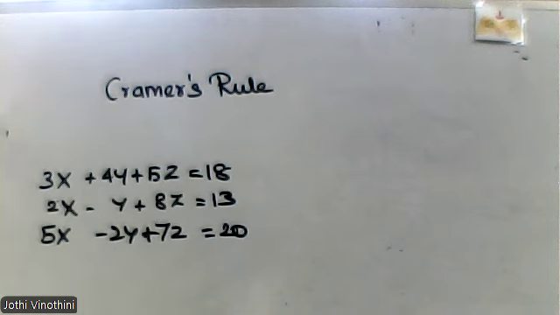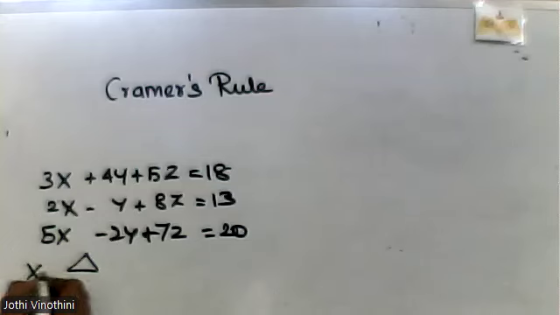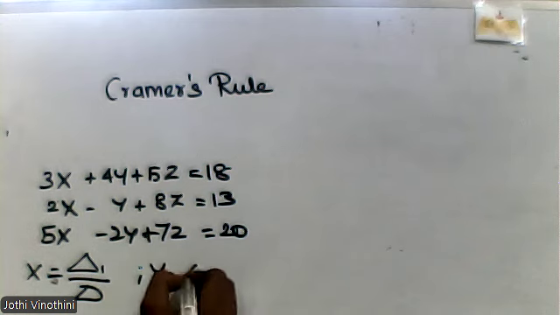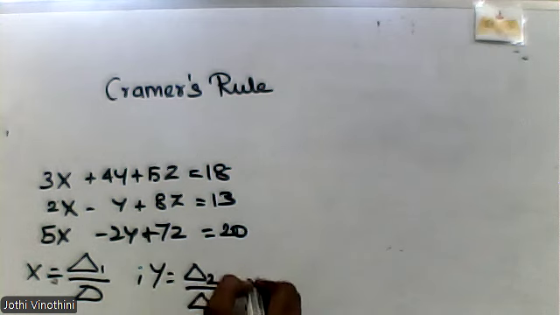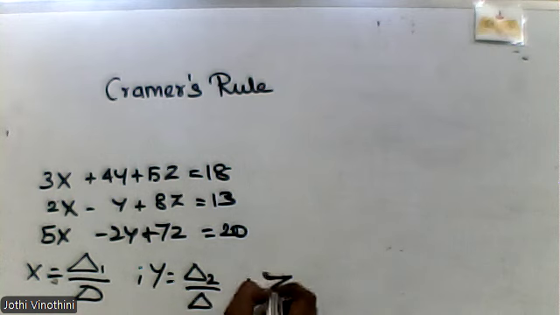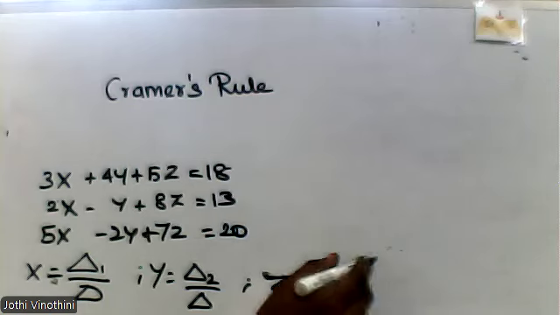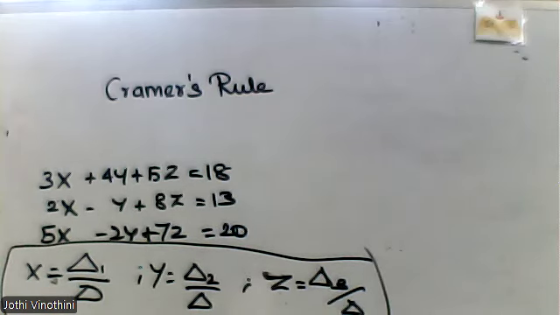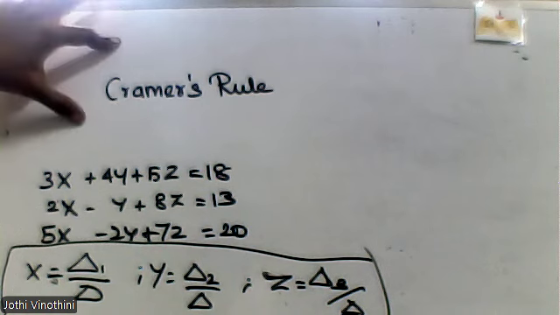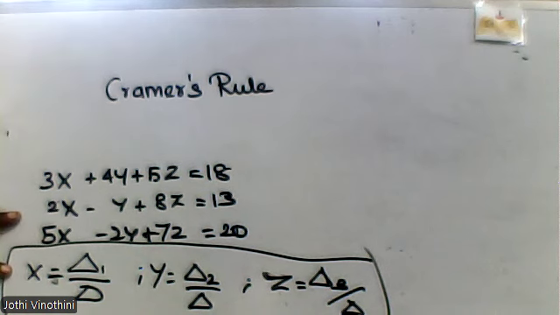So what is Cramer's rule? Cramer's rule is x equals del 1 by del, and y equals del 2 by del, and z equals del 3 by del. So this is Cramer's rule, right? In the question they provide three linear equations and ask us to solve this using Cramer's rule. This is the Cramer's rule.